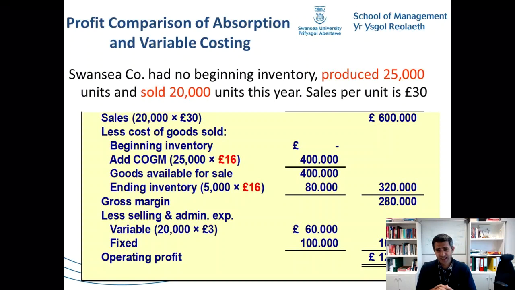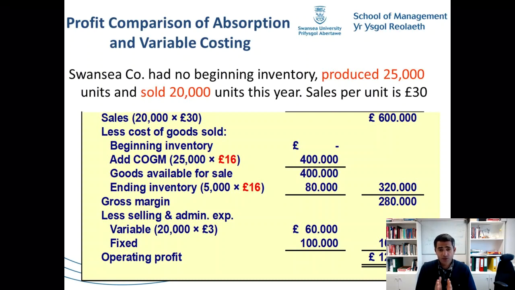Do you really invest in selling and admin unless you sold it, isn't it? So we are concerned about units sold and not the units produced. So 20,000 units sold, if you multiply it by £3, which is, as I mentioned, the variable selling and admin, that comes to £60,000, the variable selling and admin. If you add the fixed selling and admin in the question, that's £100,000. So that comes to £160,000. That's called the period cost.